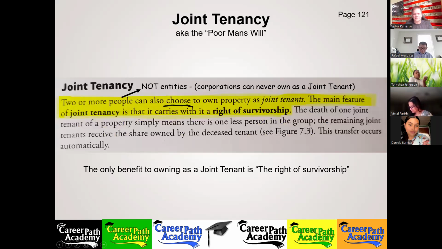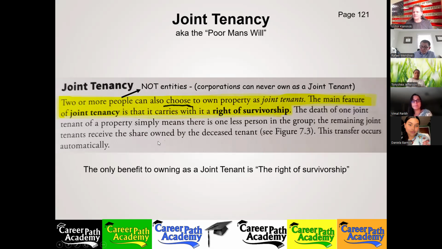Joint tenancy. You have to specify you wish to take ownership in this form. So it's two or more people, no corporations here. You cannot have an entity or corporation ever be a joint tenant. Only people can be joint tenants, not entities. Corporations can never own a property as a joint tenant. So joint tenants, when there's two or more people, not entities, can choose to own property as joint tenants.